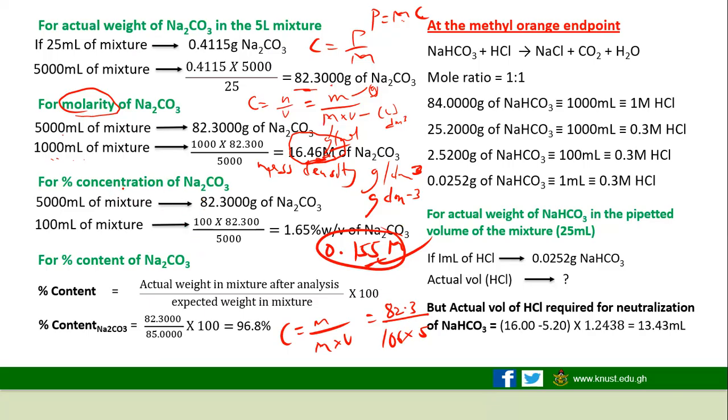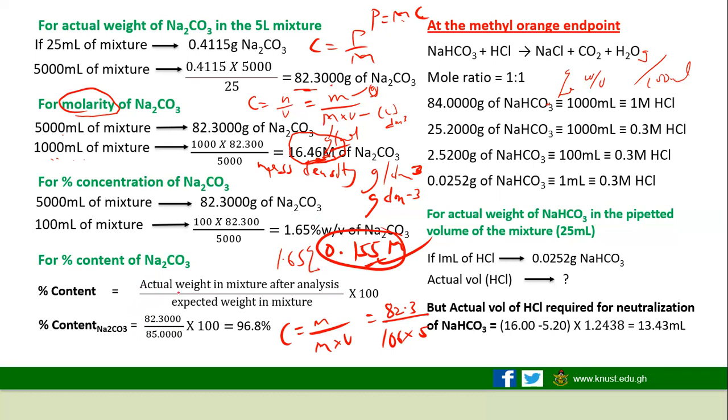Now, yes, the next question was for us to find the percentage concentration. Now, the percentage concentration will be the percentage weight in volume. I've explained this one already. This is the grams in 100 ml of the solution. Good. And so what we do is that we just scale it down to 100 ml. So we are saying that 5,000 ml contain 82.3. 100 ml will contain what? Now we do our cross multiplication. We get 1.65 percentage weight in volume. Now this one means that we have 1.65 grams of the carbonate in 100 ml of the solution. Very simple.